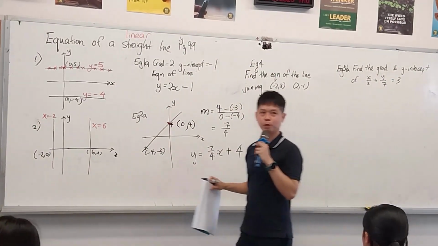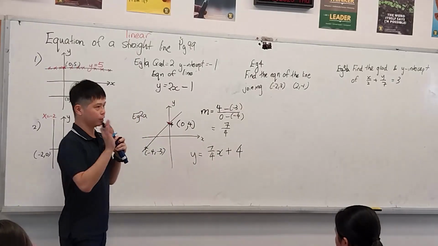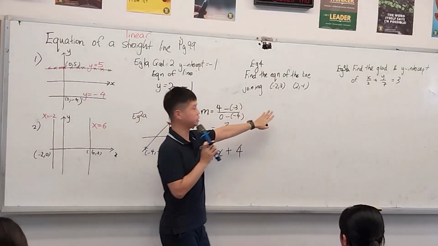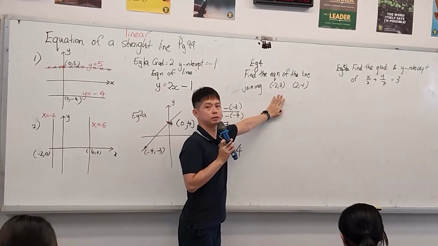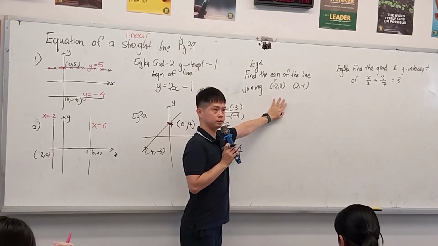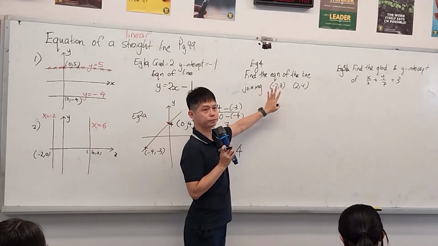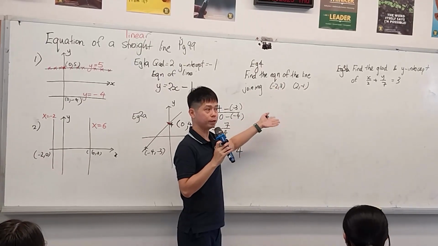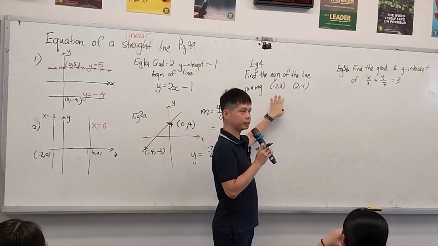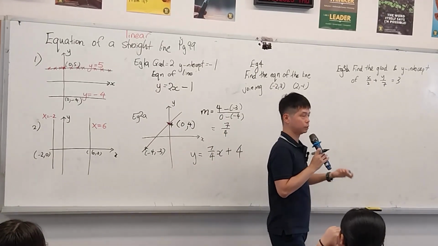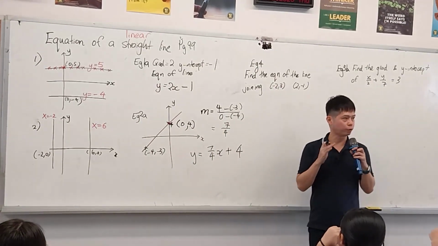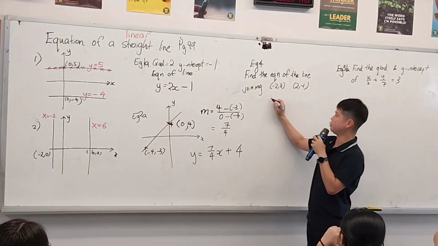Okay, this is the most important. Can you all give me your 101% attention? This is the most important part. Okay, very important. Now we need to find the equation. There is no diagram, so we need to find both the gradient and the y-intercept. So the problem is, how do we find the y-intercept? So let's find the gradient first.